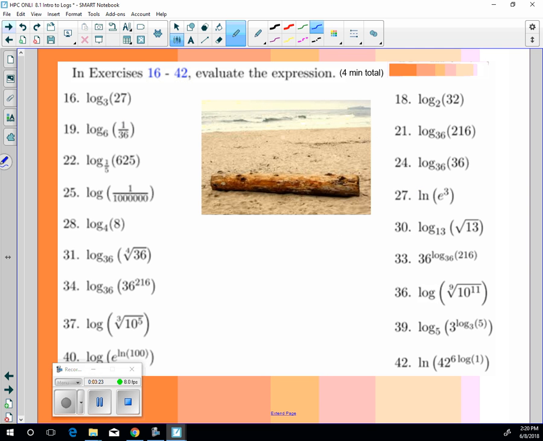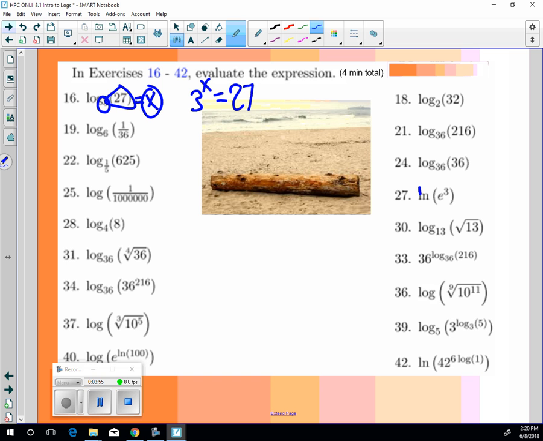And then on the next page, all of these, what you're doing is you're trying to set these equal to x, and then I would rewrite them as exponents or as logs, and then see if you can solve. For example, base 3 to the x is equal to the number 27. 3 to the x equals 27. So we can see that x is going to be 3.